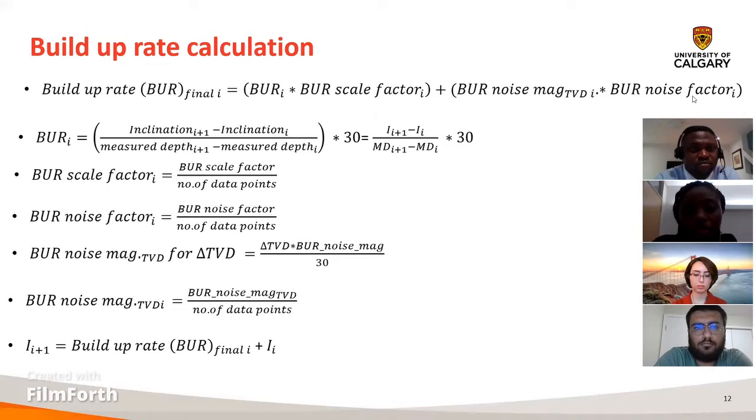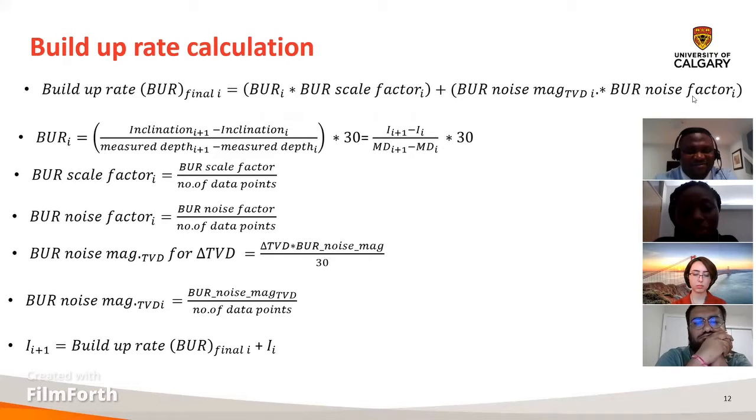And also the build-up rate scale factor is given as the build-up rate scale factor, as we saw in the previous table, divided by the number of data points based on the TVD region that we're considering. The same was also done for the build-up rate noise factor and the build-up rate noise magnitude for the difference in TVD. And then we also calculated the build-up rate noise magnitude by dividing the build-up rate noise magnitude TVD by the number of data points.